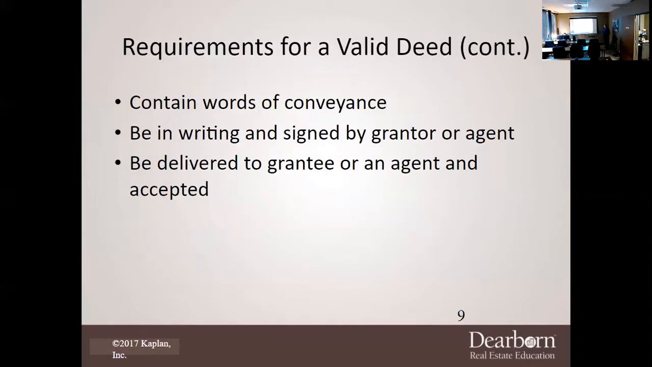Again, when dealing with a valid deed, it must contain words of conveyance. And what does that mean? Well, say that. It's conveying. Exactly. I, Justin, am transferring to Cody my property located at 123 Main Street. What have I just done? I have conveyed my property to you, and I have made it clear that that's my intent. Okay. It must be in writing and signed by a grantor or the agent.